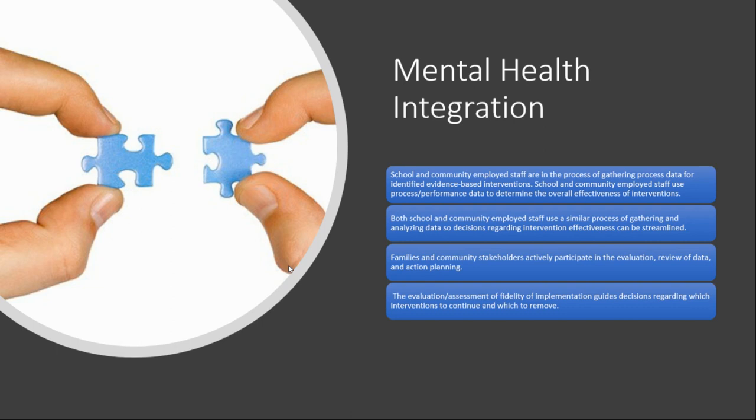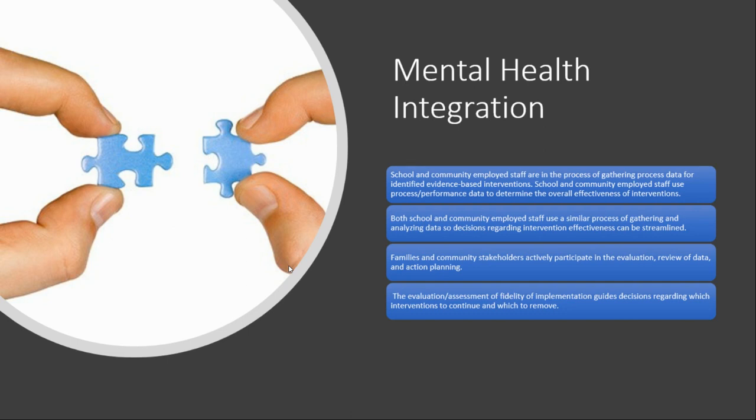Both school and community employed staff use a similar process of gathering and analyzing data, so decisions regarding intervention effectiveness can be streamlined. So if there are community mental health-based partners within the school, those people ideally should be a part of the tier 2 team. And if not a part of the tier 2 team, there should be some interaction so that we understand how both entities are collecting data and tracking students' response to those interventions. Family and community stakeholders actively participate in the evaluation, the review, and the action planning.